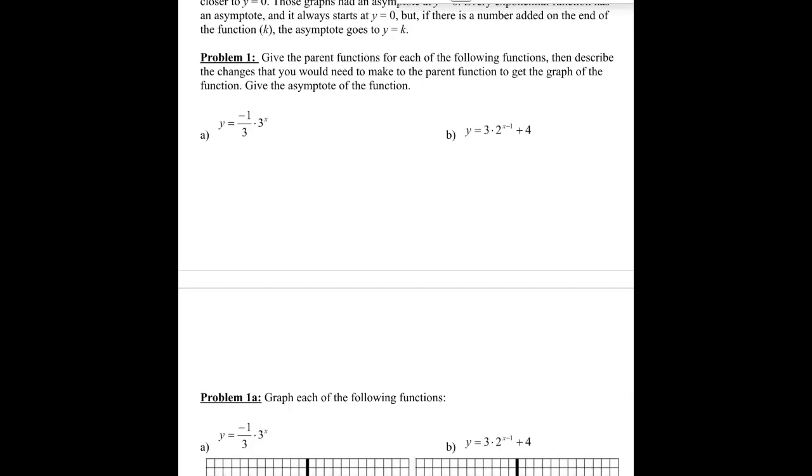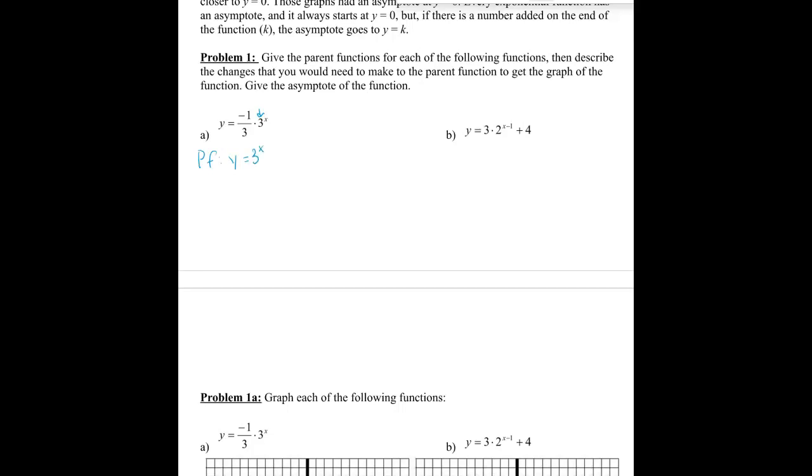Problem 1 says that I need to give the parent function for each of the following functions, then describe the changes we would need to make to the parent function to get to the graph of the function, and we just need to give the asymptote of the function. Alright, so looking back, my parent function is always y equals b to the x. Well, in this case, my b is sitting right there, which is 3 in this case, to the x.